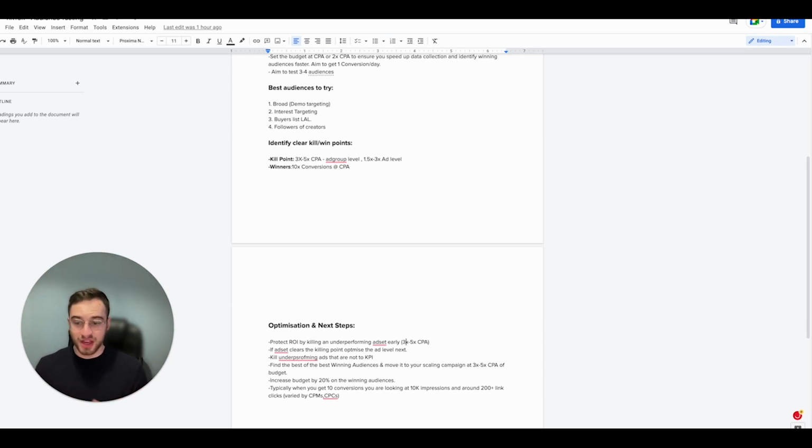It depends on your budget level. So I would love to give you, okay, I do this optimization at 3 times the CPA, but it doesn't work like that. So if an ad set actually clears the killing point, optimize the ad level next. That goes without saying. Obviously, if the ad set does very well after you have spent 3 times CPA, just go on the ad level and do some optimization and push spend to the winning ads. Kill any underperforming ads that are not hitting KPIs, of course.